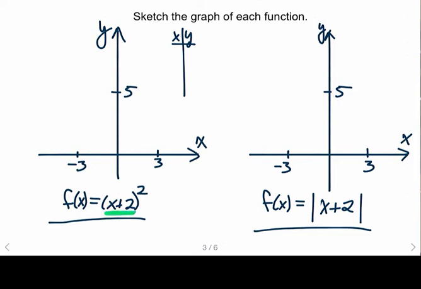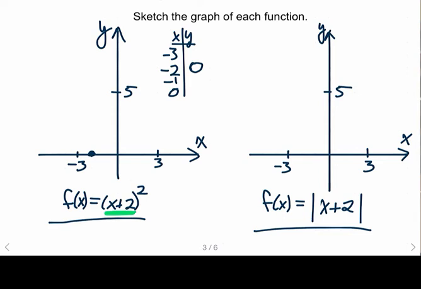I want to start with a value that's going to make inside the parentheses equal to 0. That's going to be the number -2. And of course that output is going to be 0, because when I square 0 I get 0. And that gives me a point on the x-axis, (-2, 0). Now I want to pick numbers to the left and the right of that, so maybe -3 and -1 and 0. See what happens with outputs there.